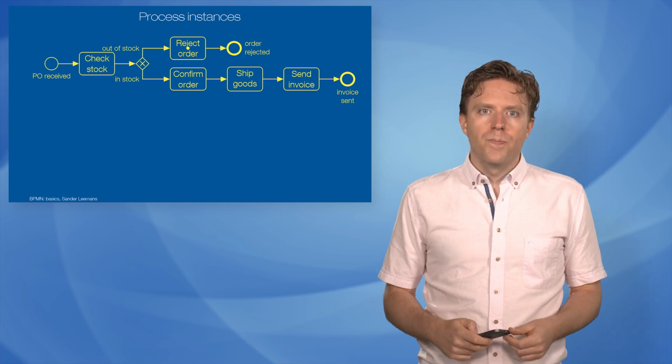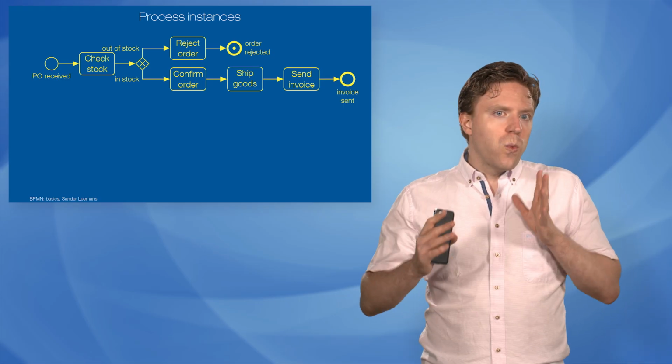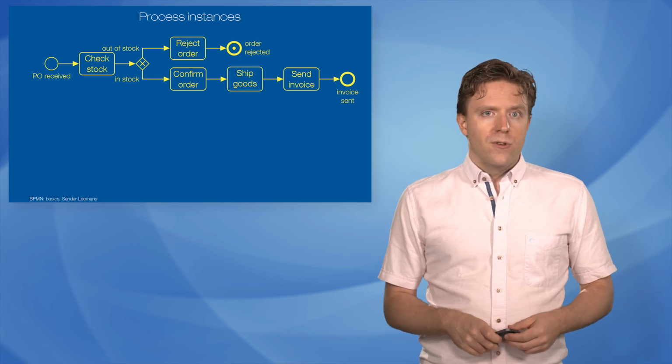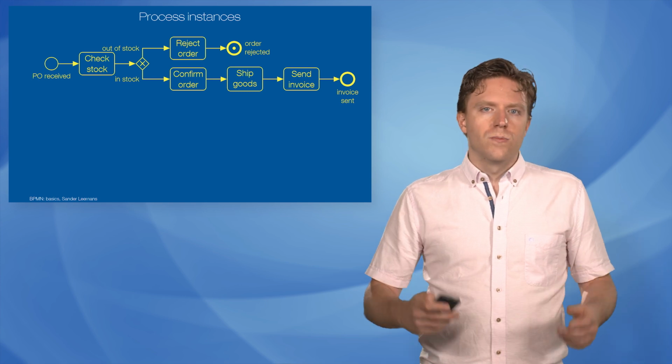But let's continue. Then once reject order is done, it produces a token on its outgoing sequence flow. And now we are ready for this process to finish, which is when the end event gets a token. This indicates that this process instance is done. But this was just one purchase order. There may be more. So let's replay the scenario, but then with 2 process instances.